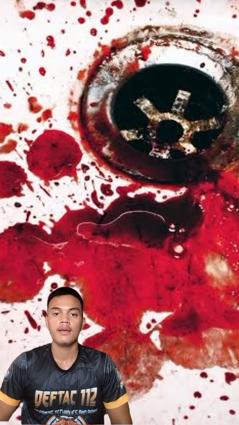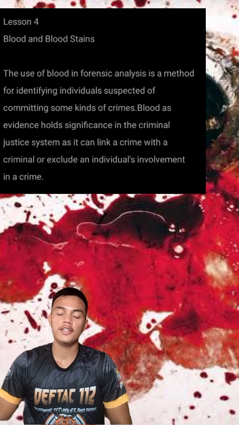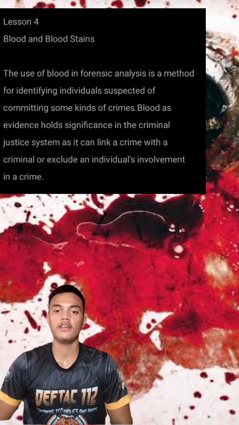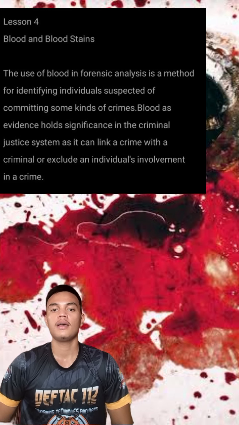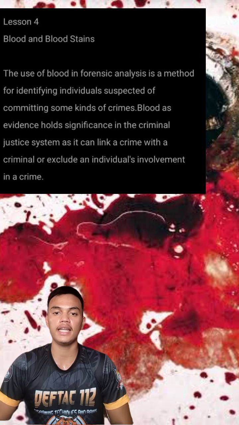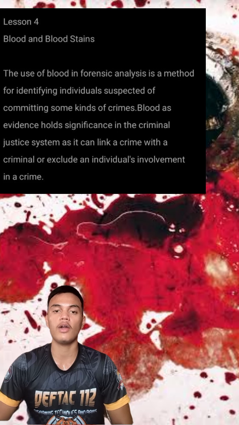Lesson 4. Blood and blood stains. The use of blood in forensic analysis is a method for identifying individuals suspected of committing some kinds of crime. Blood as evidence holds significance in the criminal justice system, as it can link a crime with a criminal or exclude an individual's involvement in a crime.